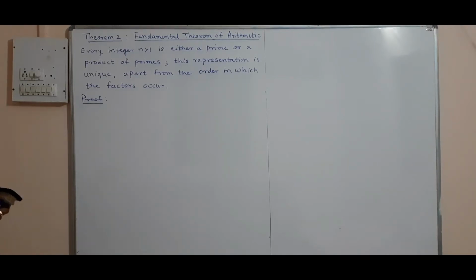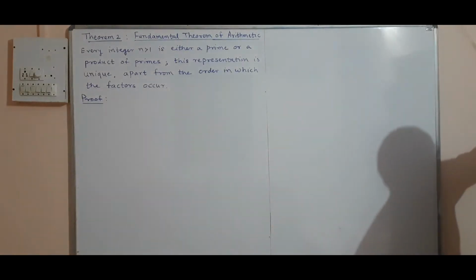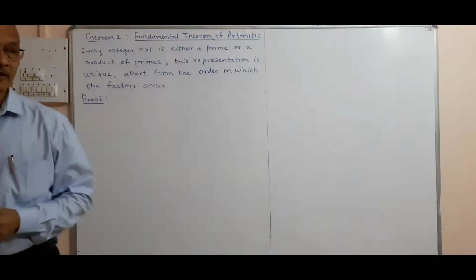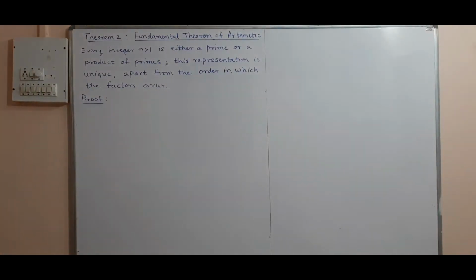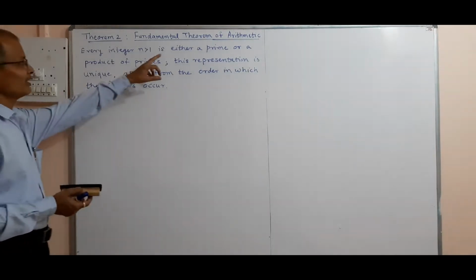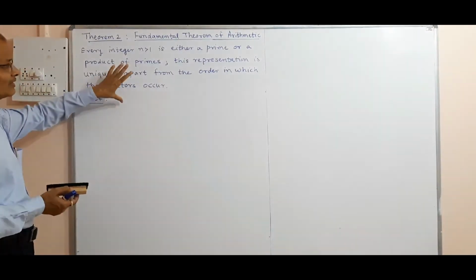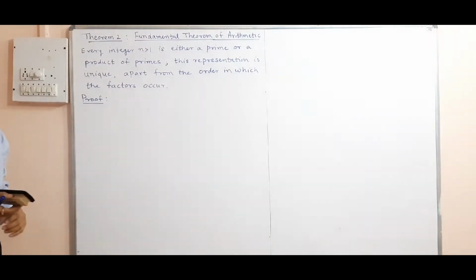Now we shall prove the fundamental theorem of arithmetic. The theorem states that every integer can be factored into primes. We actually use this result in high school mathematics. Every integer is either a prime or a product of primes, and this representation is unique apart from the order in which the factors occur.